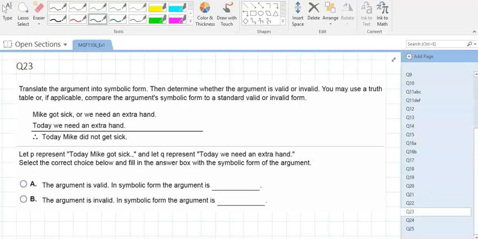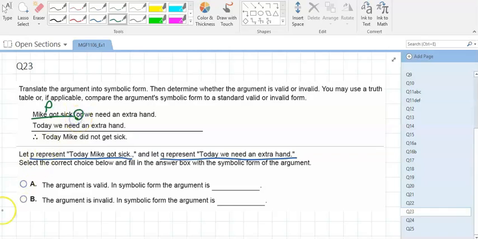But all of these, 23 and 24, can be done with a truth table, if you're not allowed to use the chart. So the first thing is, for all of these, we need to write our sentences out. If you read down below right here, it's telling you some information. P is all about Mike got sick. Q is all about needing an extra hand. So if we look up here, this says Mike got sick. Who is that? That's all about P.